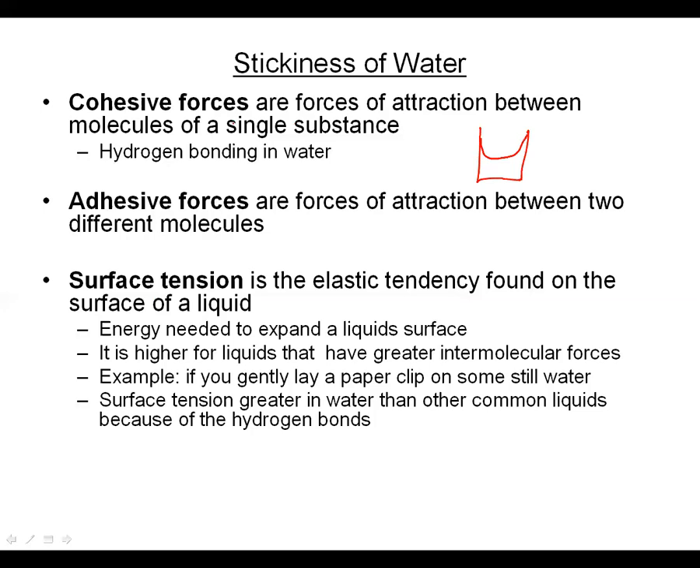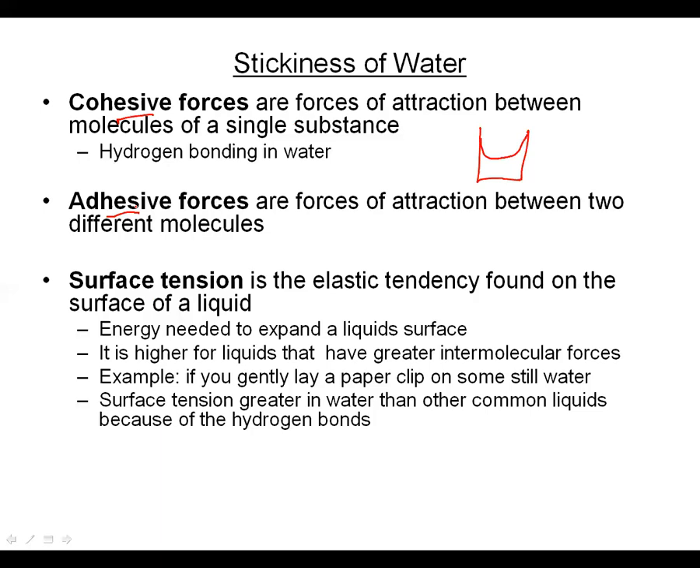The reason we see that meniscus, as we'll talk about in a little bit, is these types of forces, as to whether the cohesive forces are larger than the adhesive forces. And in certain cases, this causes things like the curvature of liquid that we see in a glass container. Surface tension is the elastic tension that's found at the surface of a liquid, and a lot of energy is needed to expand the surface of the liquid.